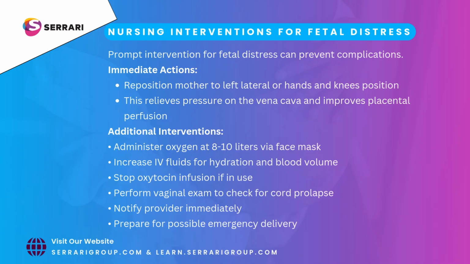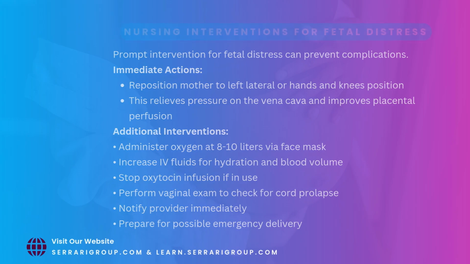Additional interventions. Administer oxygen at 8 to 10 liters via face mask. Increase IV fluids for hydration and blood volume. Stop the oxytocin infusion if in use. Perform a vaginal exam to check for cord prolapse. Notify the provider immediately. Prepare for possible emergency delivery.